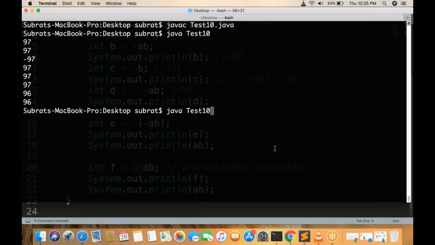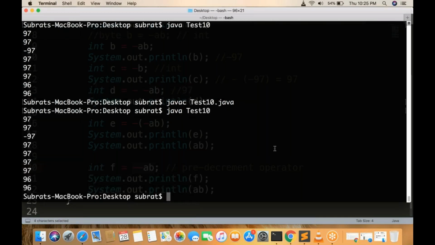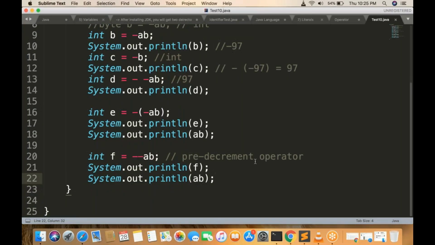See here, 96, 96, two times. One is printing the value of f, and here it is printing the value of ab. Remember this. If you're not understanding, just do some practice. Some more practice is required.